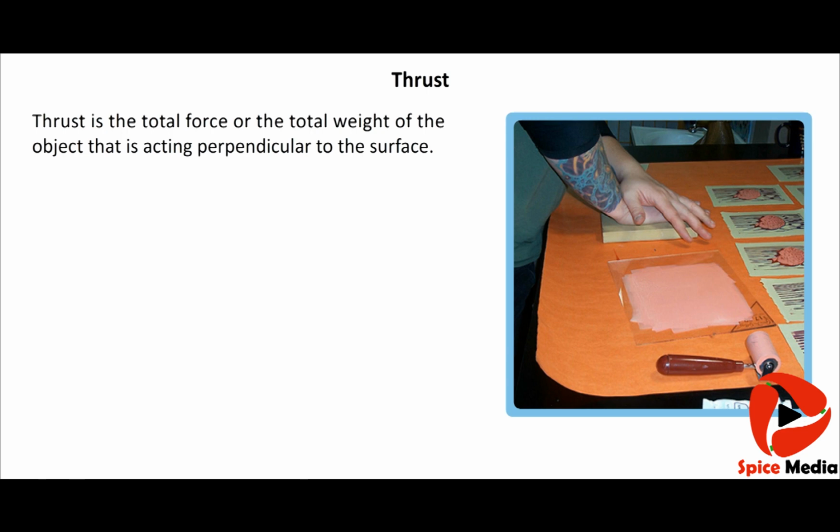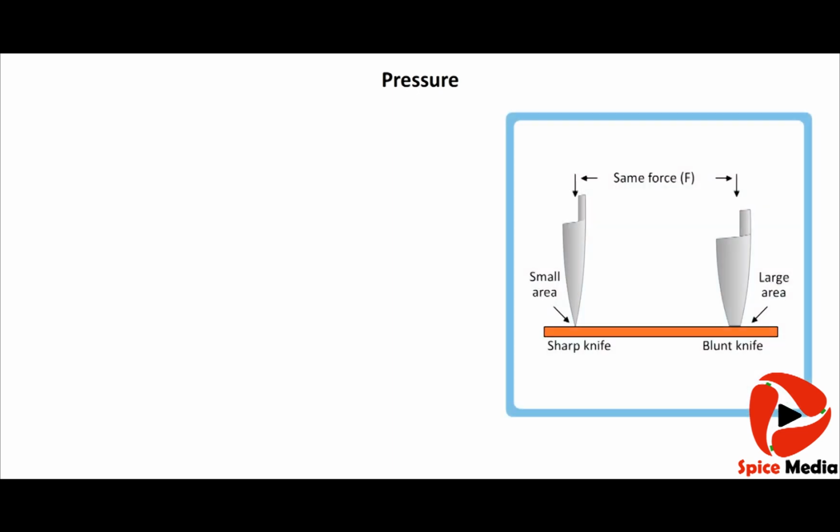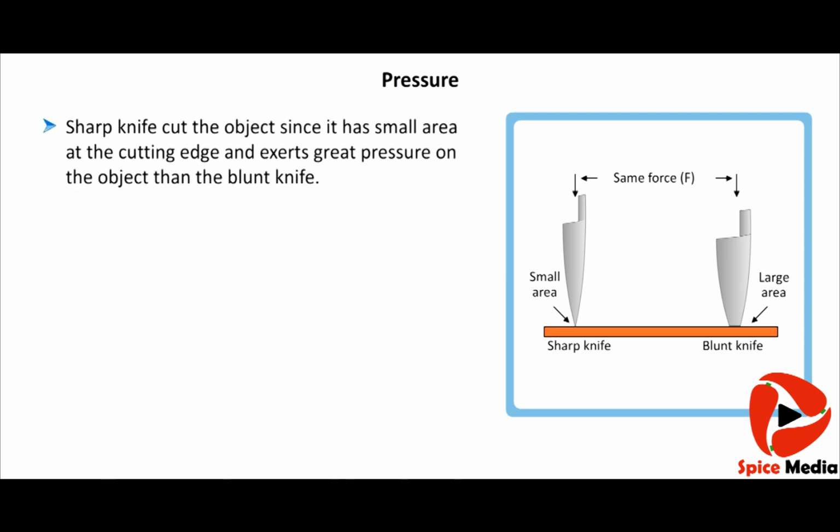Thrust is the total force acting, or the total weight of the object, that is acting perpendicular to the surface. When we walk on sand, we leave footprints due to the weight of our body that acts normal to the sand surface. These footprints are formed due to thrust exerted from the sole of the foot. Another example of thrust is that to stick a stamp on envelopes, we apply a force perpendicular to the surface of the stamp. Now, let us discuss another important term called pressure.